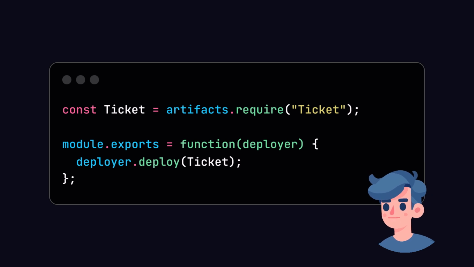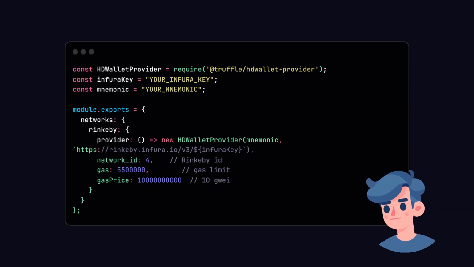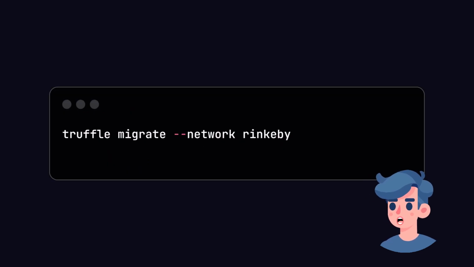Add the following deployment script to the migrations folder in your Truffle project. We'll call this script 1_initial_migration.js. Once you have set up the migration script, you can deploy the contract to the test network. First, make sure you have your Web3 provider configured in the truffle-config.js file. Add the following code segment to connect to the Rinkeby or Ropsten network. After your provider is set up, run the following command to deploy your smart contract.